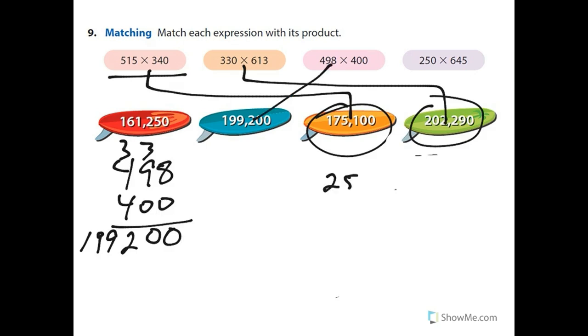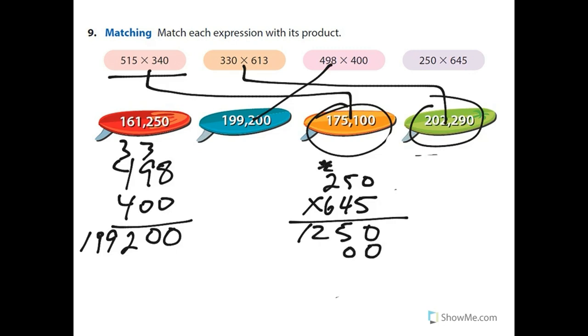And 250 times 645. I bet some of you were like, man, I wish it was plus. 5 times 0 is 0. 5 times 5 is 25. Carry that 2. 5 times 2 is 10 plus 2 is 12. Drop my 0 because I'm in the tens place. 4 times 0 is 0. 4 times 5 is 20. 4 times 2 is 8. 8 plus 2 is 10.